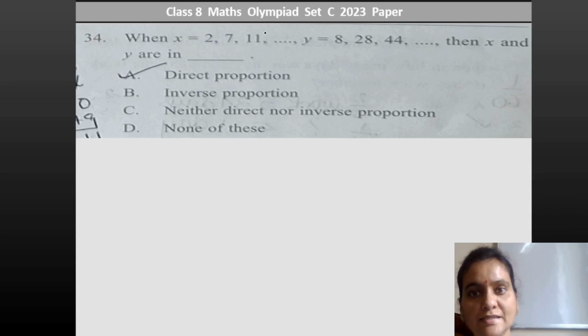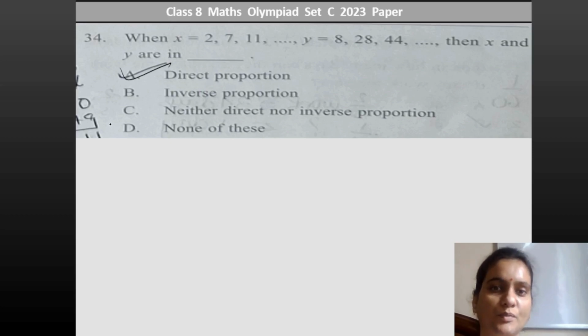So when x is increasing, in the same proportion y is also increasing. Y is not decreasing in proportion. Y is increasing in the same proportion as x. So here we can directly say that both are in direct proportion, right? Both x and y are in direct proportion. So this is question number 34. Option A is the correct answer.